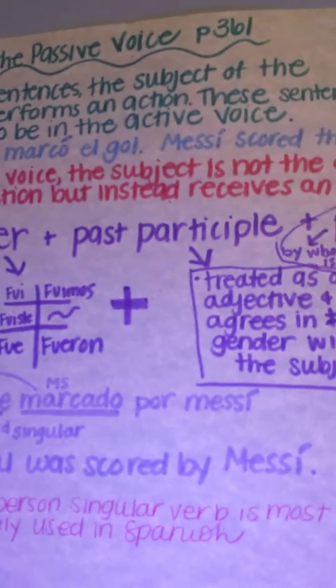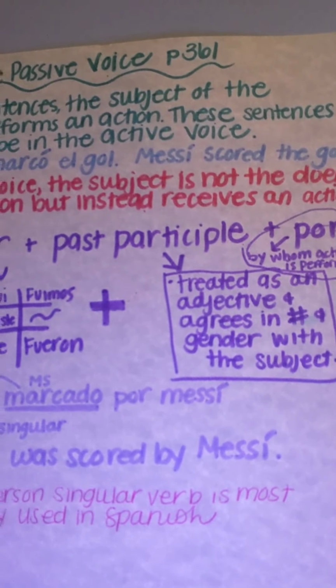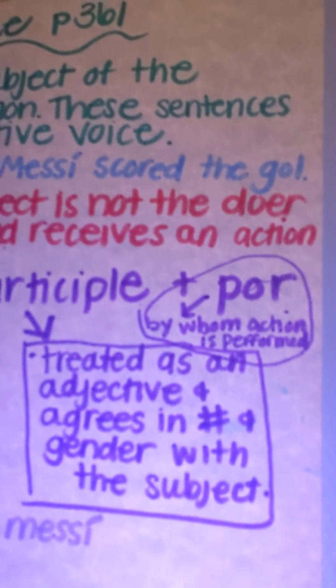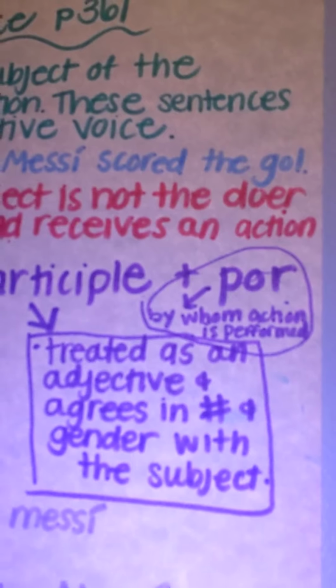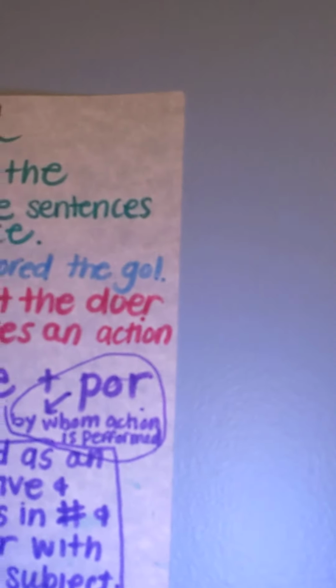And then you're going to have your past participle. Your past participle in this case is going to be treated as an adjective, and it is going to agree in number and gender with the subject. And then we have por. Por is going to tell us by whom the action is performed.